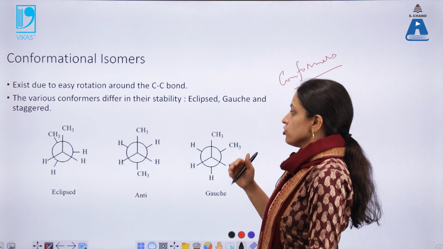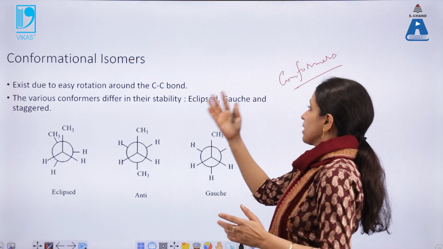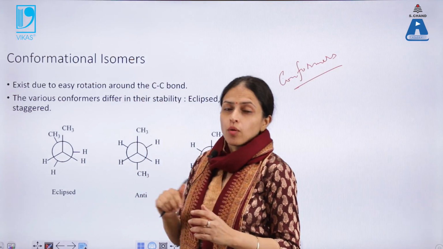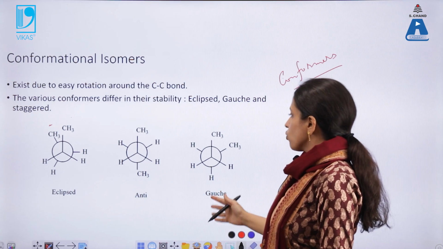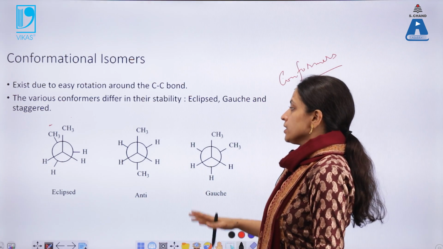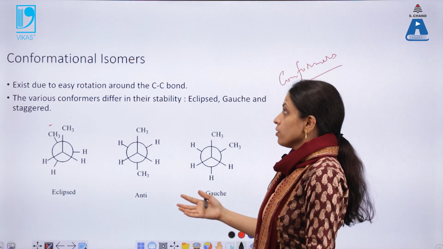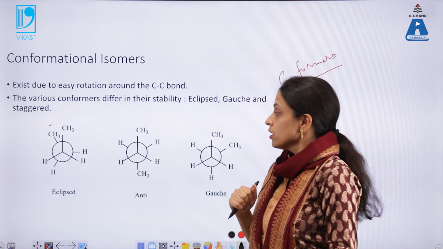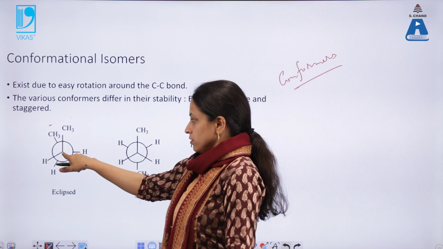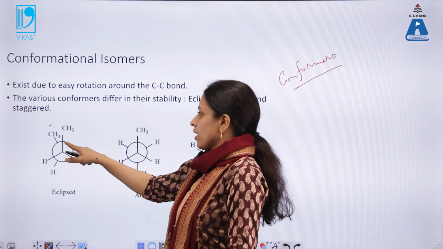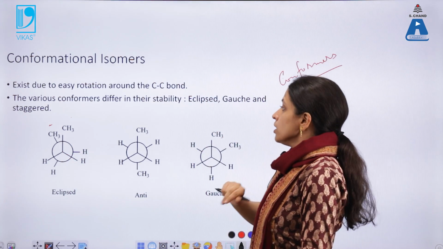For example, ethane can exist in various forms such as eclipsed and staggered. On the screen we can see eclipsed, anti and gauche conformations of butane, shown in Newman projection. Newman projections are a way of representing conformational isomers where each carbon atom is represented by a center, followed by a circle which represents the second carbon atom connected through the single bond.